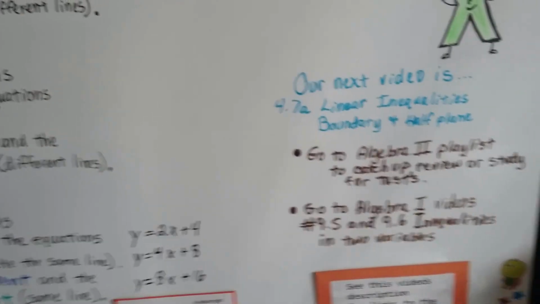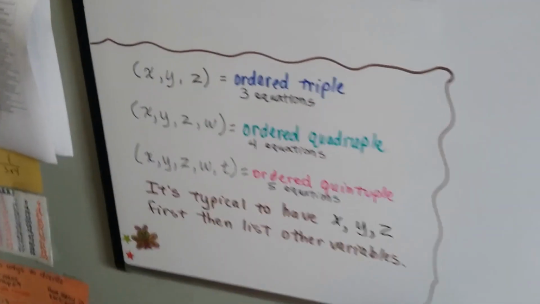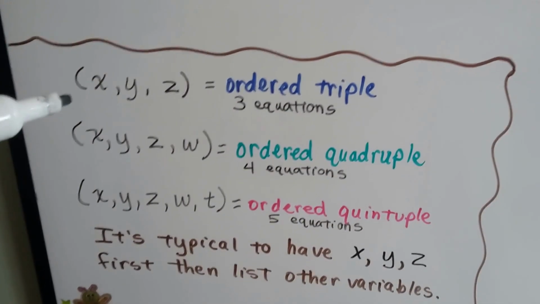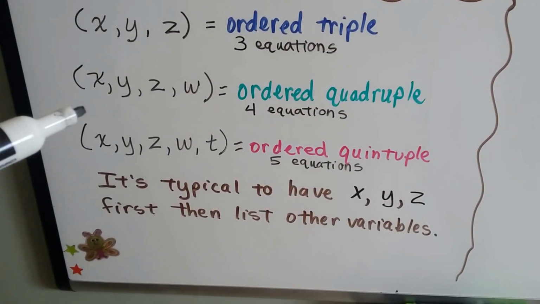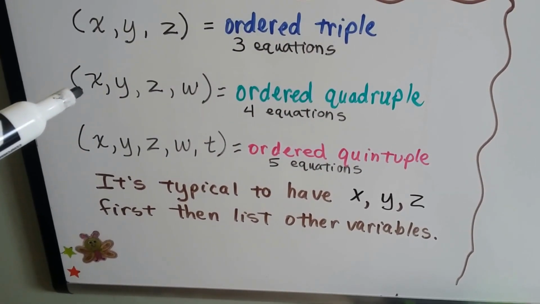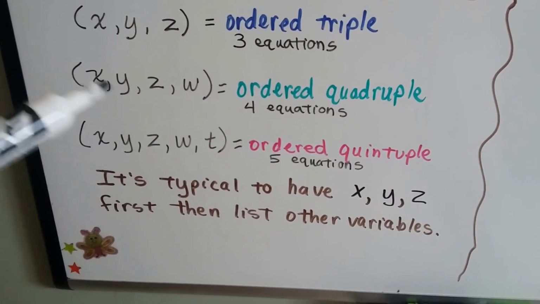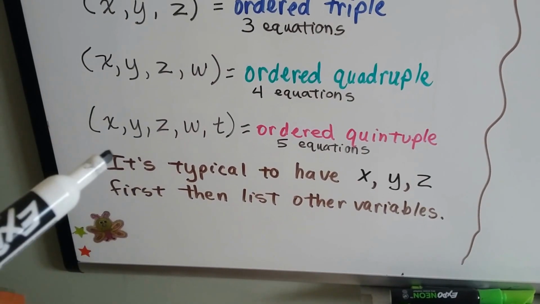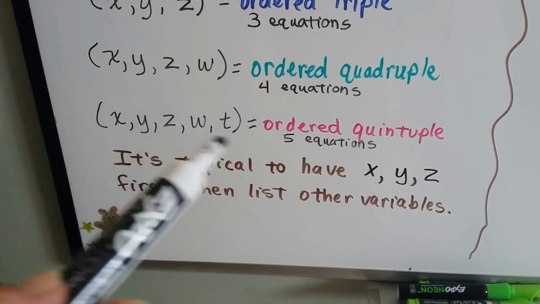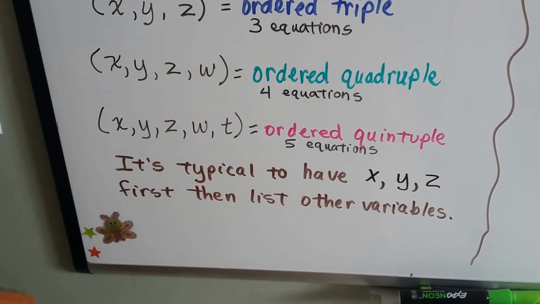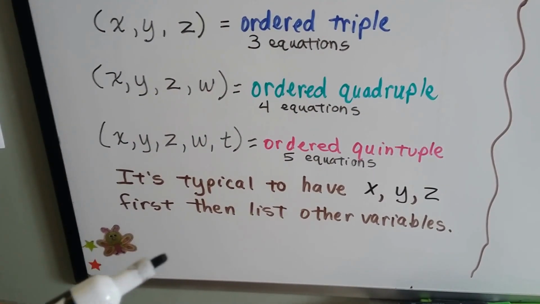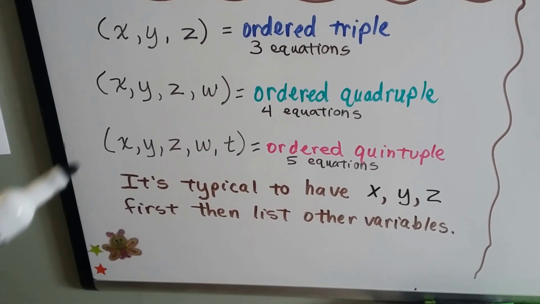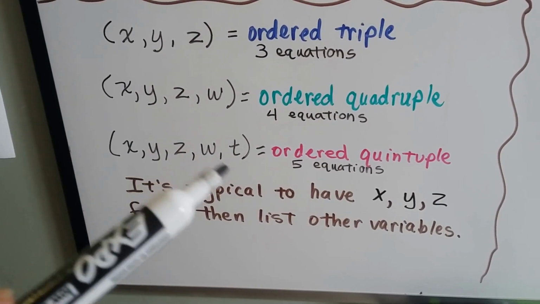All right? And one last thing I wanted to point out is when we see 3 variables, we know that makes an ordered triple now, don't we? That's 3 equations. Did you know that there's an ordered quadruple that has 4 variables, and that would be 4 equations? There's even an ordered quintuple that has 5 variables and 5 equations. And it goes on and on. You could have 8, 9, 10. And it's typical to have the x, y, z first, and then list the other variables afterwards.